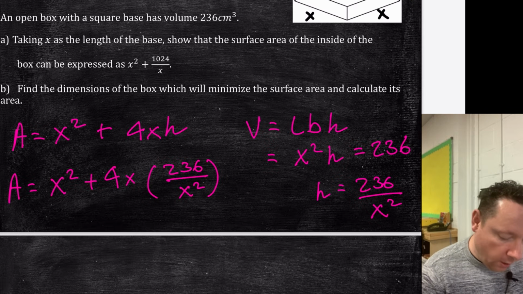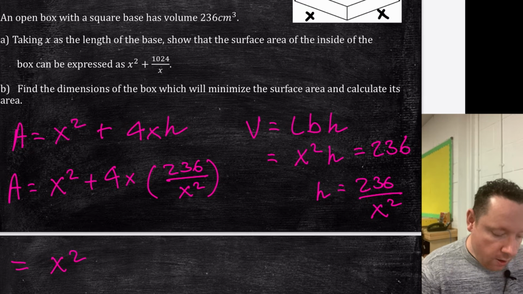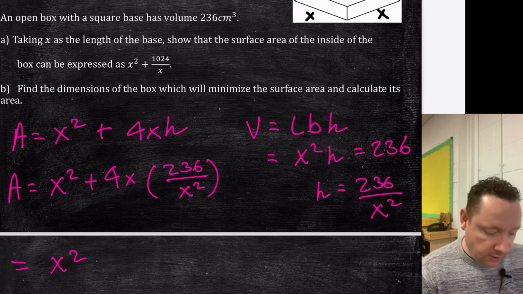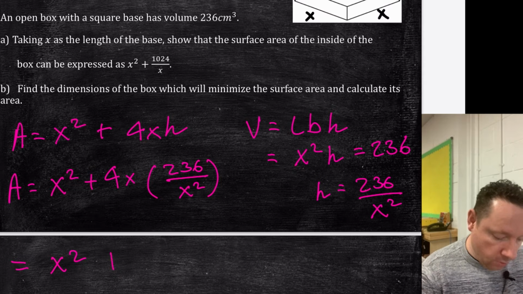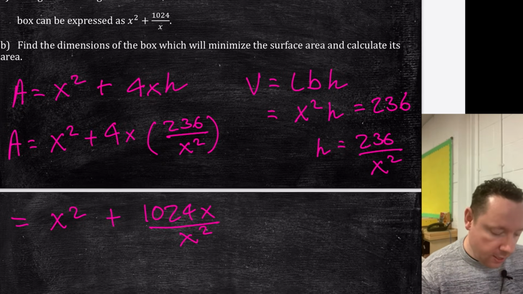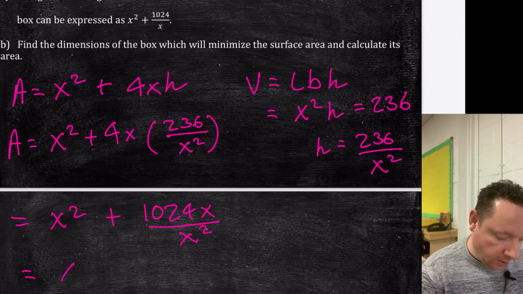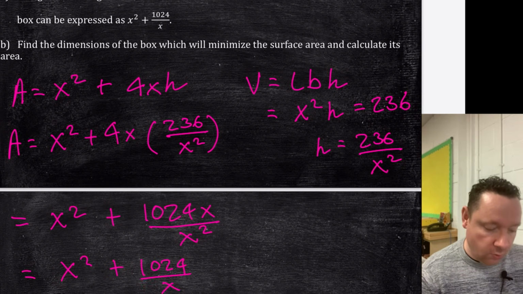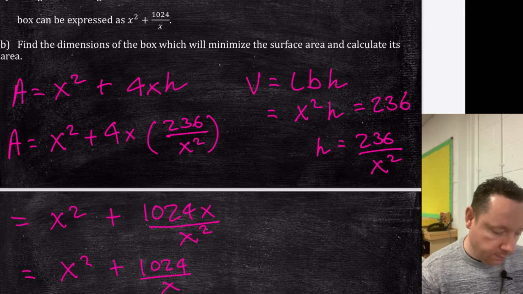Well, hopefully that'll work out, but let's just check. That equals x squared. 4 times 236 is 1024. So plus 1024. And then we've got x over x squared, but we can simplify that by eliminating an x, to get finally our area is x squared plus 1024 over x as required. So we've done part A.